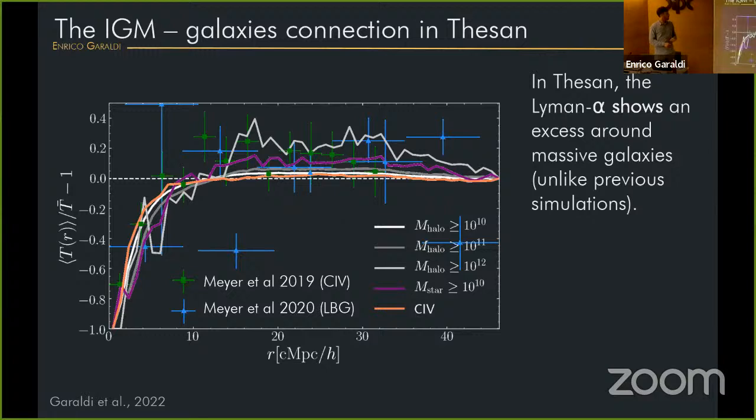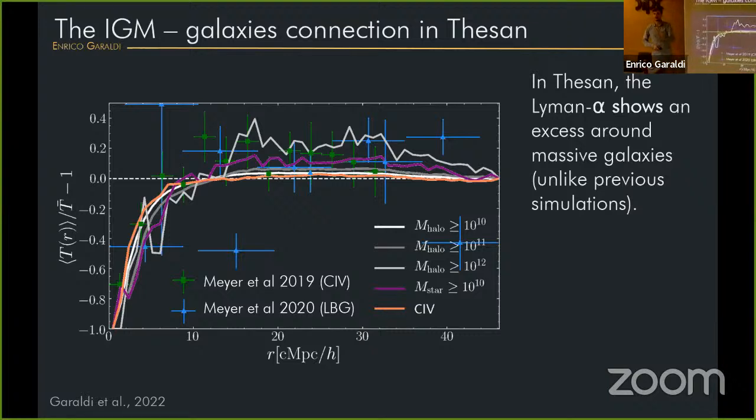So let's start from the green points. These are the same I described to you before, observations from Romain Meyer in 2019. The blue points are again observations, again from Romain, just the year after. And then you have all these lines that come from the simulation. So what is the difference between these different lines?